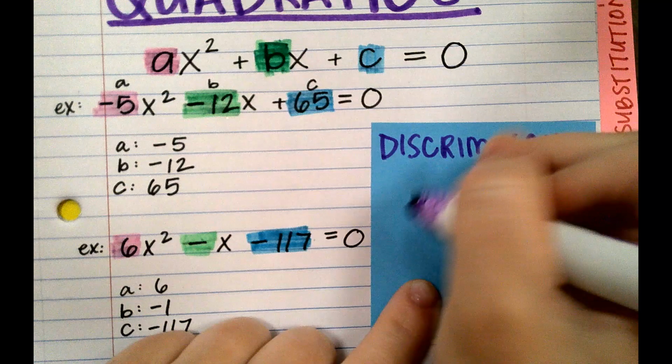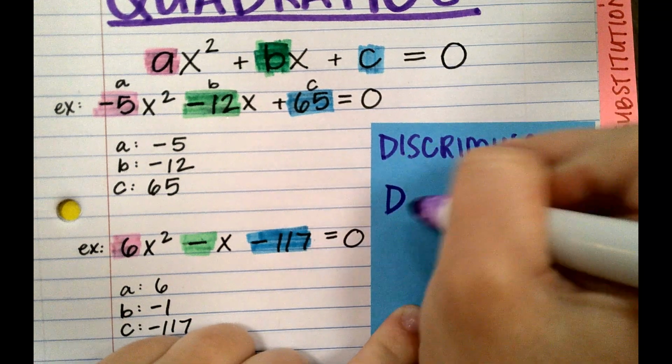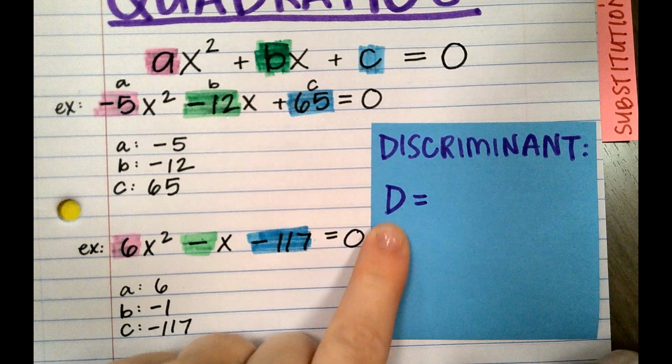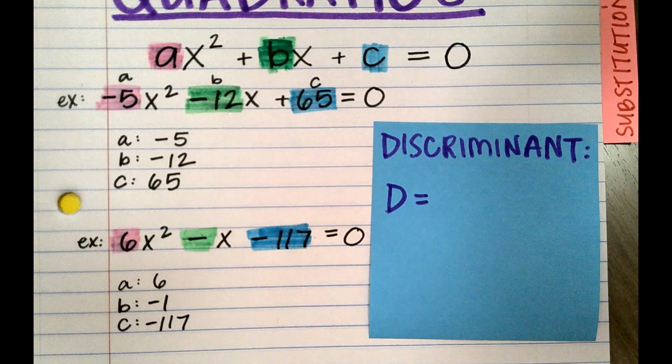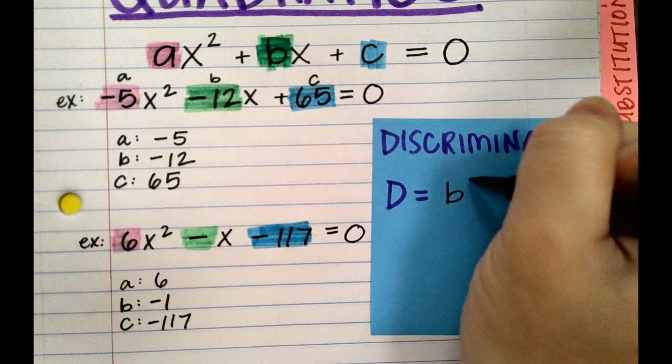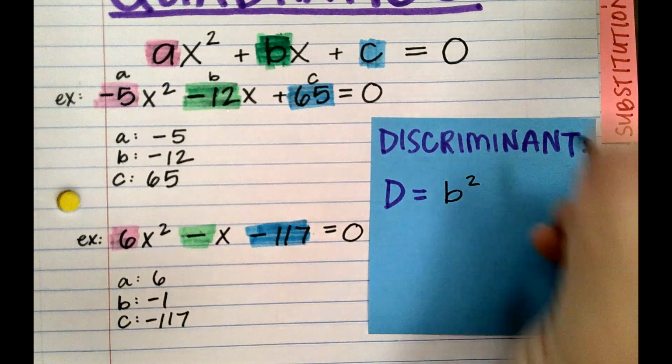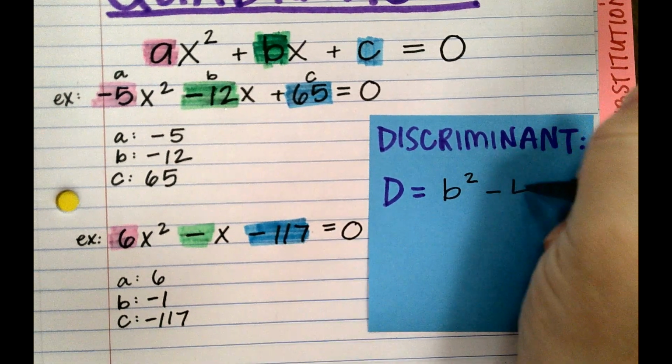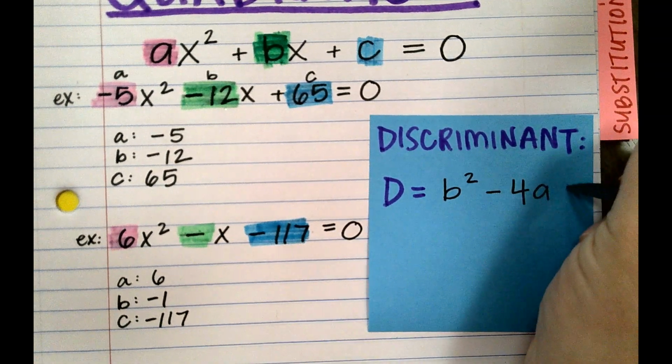And your formula for the discriminant is capital D for discriminant equals B squared minus 4AC.